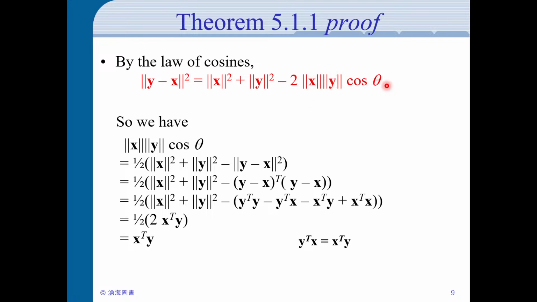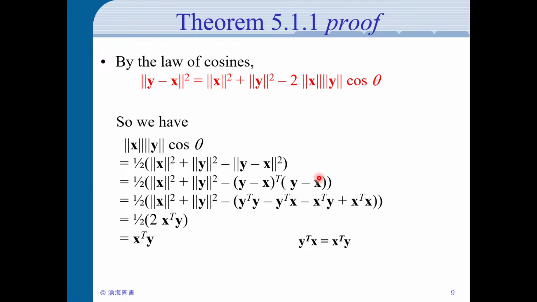The x length, y length, cosine theta part, and we can move things around. So you move this here and divide everything by 2, so you have x squared, y squared, and minus your y minus x squared. Okay. And then we expand your y minus x squared into our inner product. So this is the inner product of y minus x with itself. So then that's y minus x transpose with y minus x.